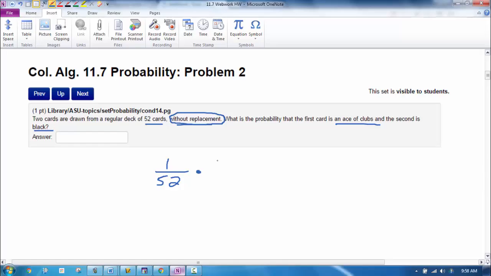Now the second one, the chances of a black is usually 26 out of 52, but because you already took a black card, there's only 25 left out of 51 left. That without replacement causes you to have 1 left to choose from. So that's my answer, which if you do that comes out to about 0.00943 if you round it to 5 decimal places.